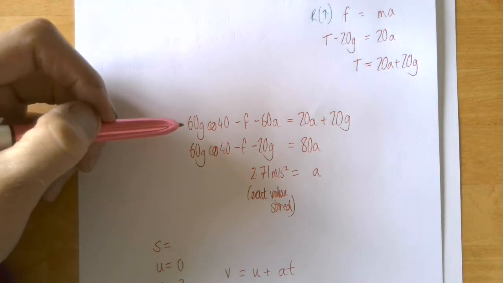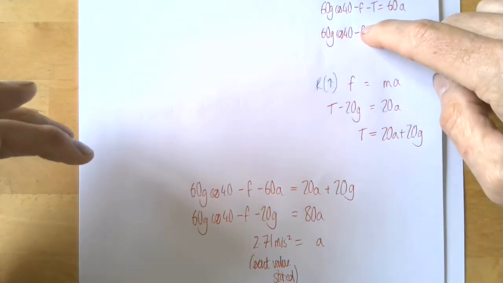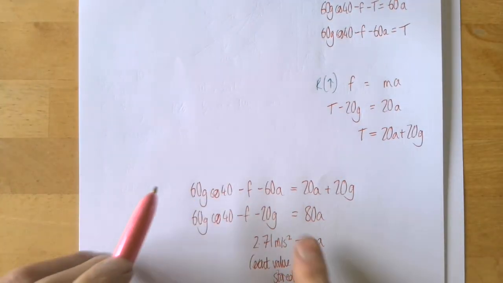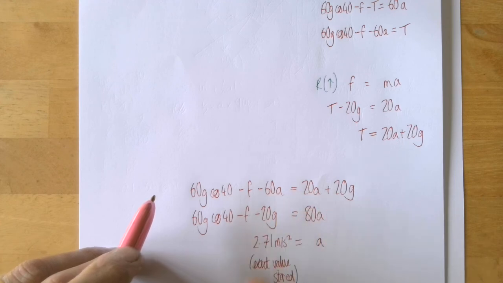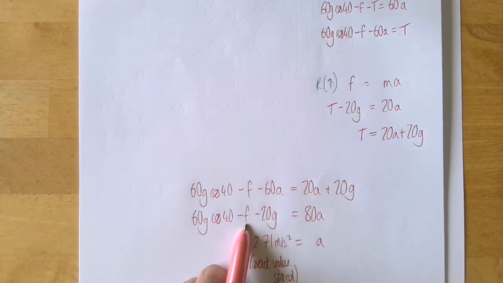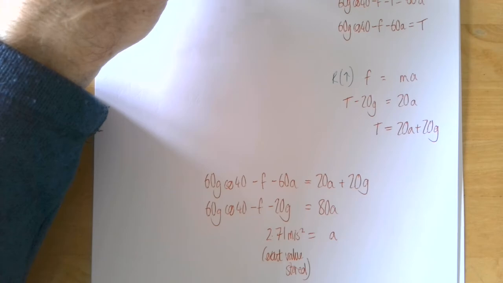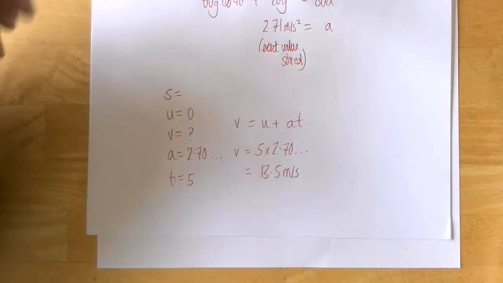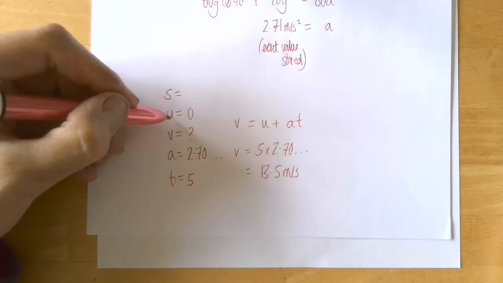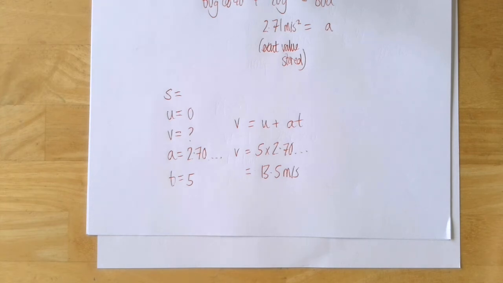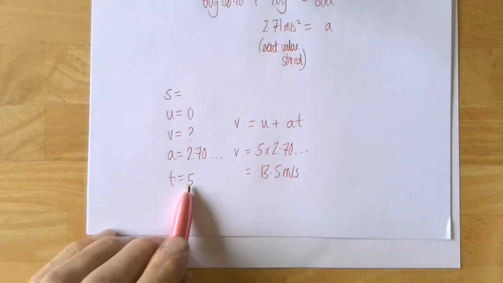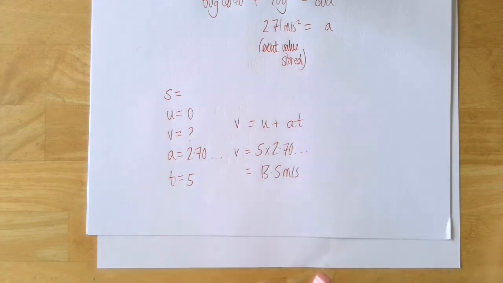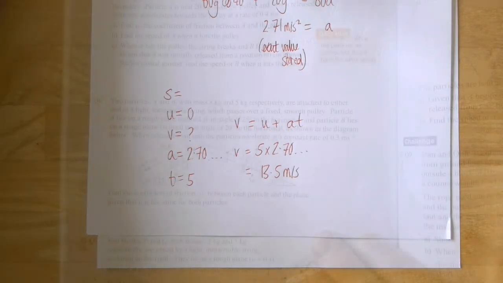So I just took my two T equals equations and made them equal to each other. I added 60a to both sides and took away 20g. Remember, I still know F, so I just put that into the calculator and got this value, which I stored in memory A, and then it's just a SUVAT problem, isn't it? So it's accelerating at 2.7 and so on meters per second squared. It's initially at rest, because when you let go of K, at that instant it wasn't moving, and 5 seconds later, v equals u plus at, but u is 0, so 13.5 meters per second. Well done, if you got there.